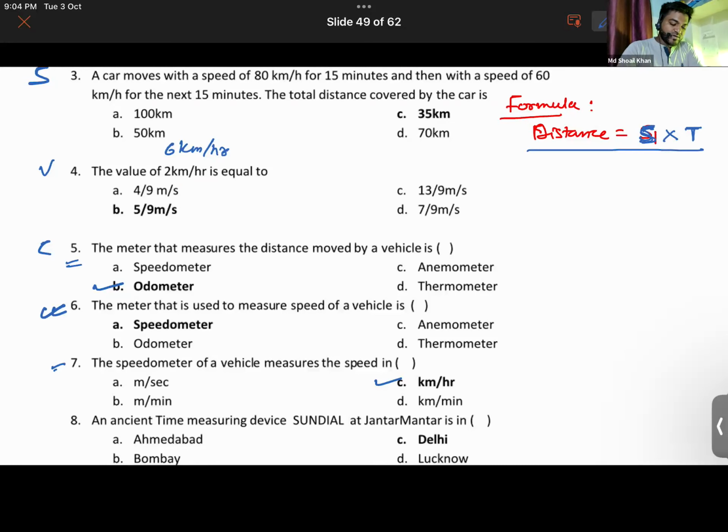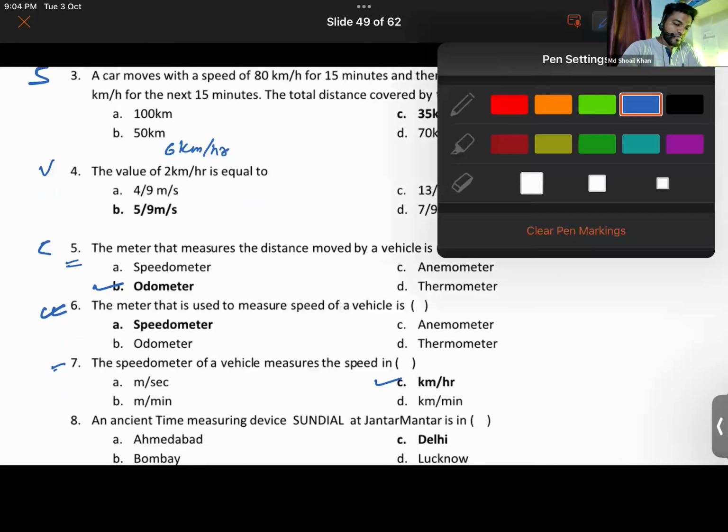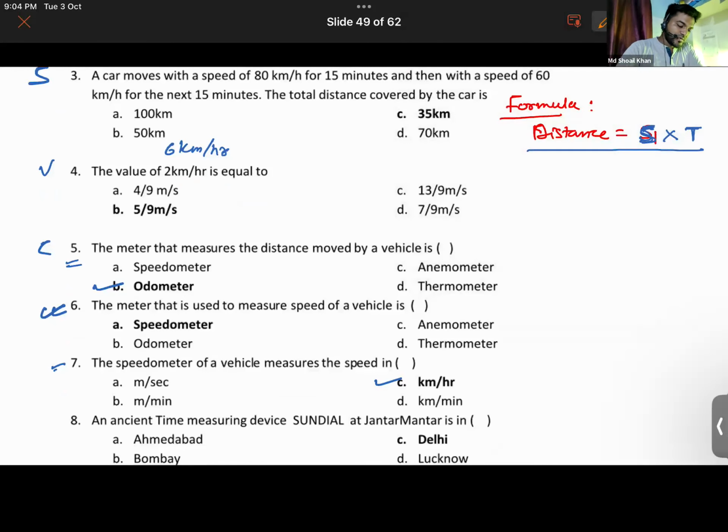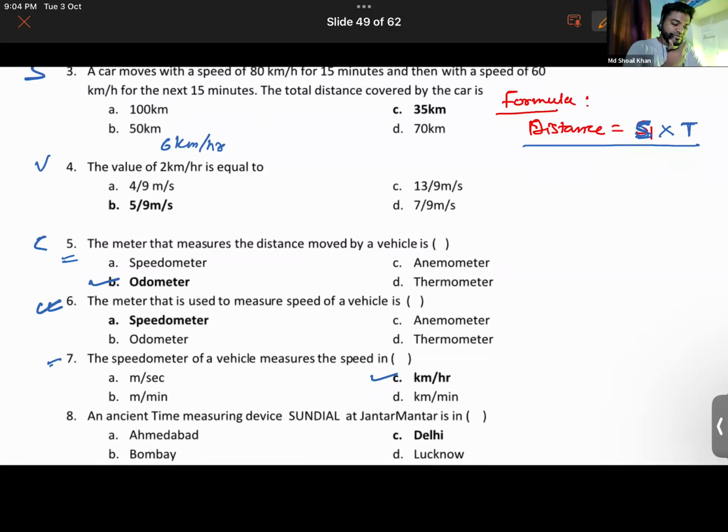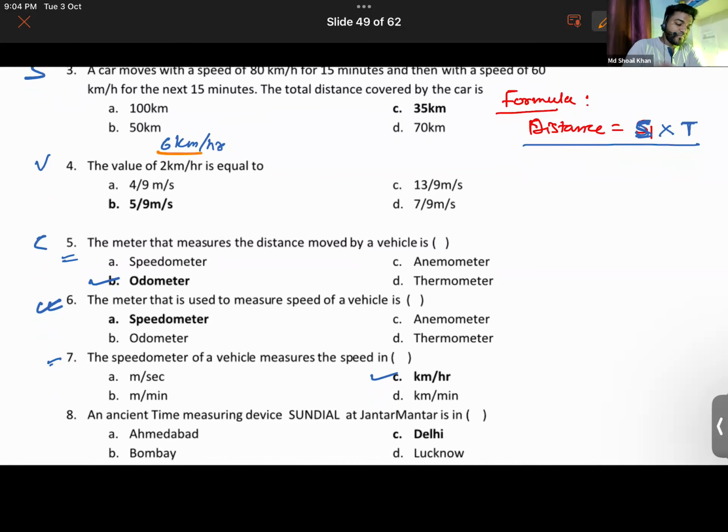Can you explain the fifth one? No, the fourth one. Okay. Sir, I found the answer of the fourth one. What is the answer? 6 kilometer per hour.